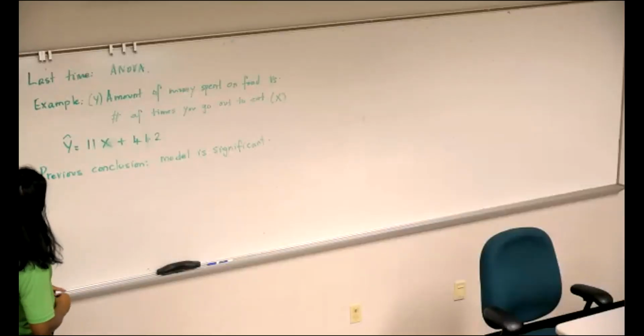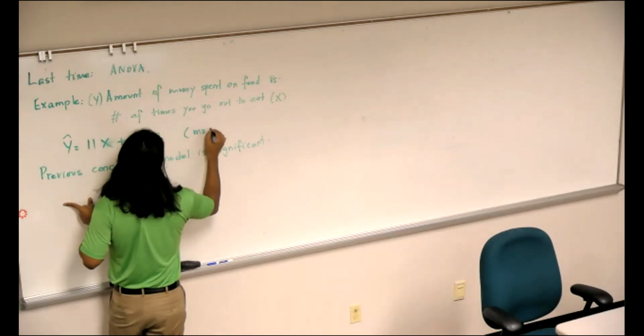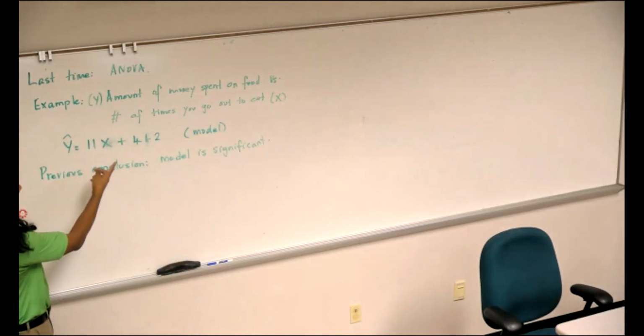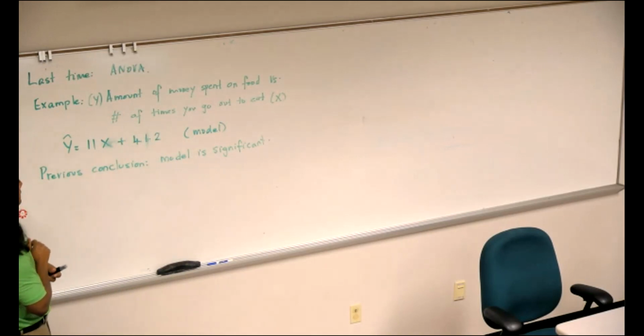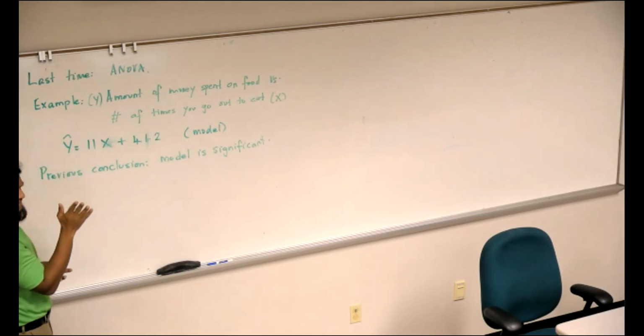So the model is significant. So we can conclude that there is a correlation between the number of times you go out to eat and the amount of money that you spend on food. And it's always per week.